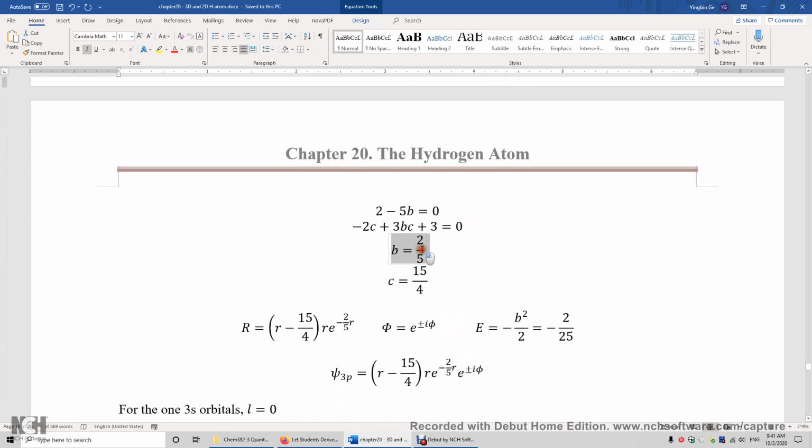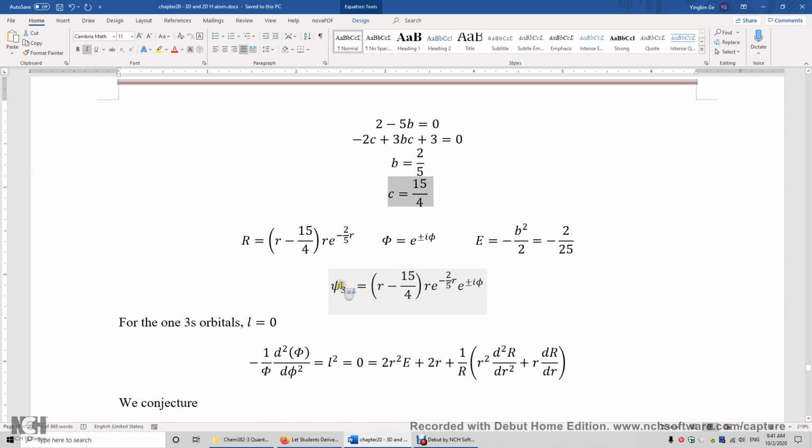We got the value of B, we got the value of C, and we got the wave function for the 3p orbital. So this part is the radial function, this part is the angular function. So over here you can see there are 2 nodal surfaces. One is R equals 15 over 4. That's a spherical, well, a circular nodal surface in the two-dimensional world.